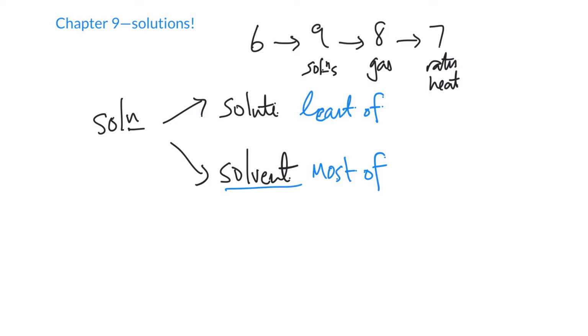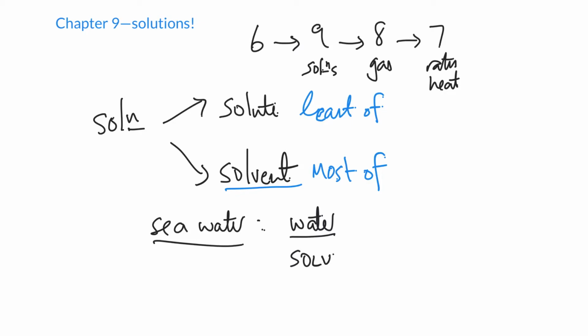Some examples of solutions are things like seawater. Seawater is a solution, and the thing we've got the most of is water. I guess that's why we call it seawater. So water is the solvent. And what else is dissolved in there? Well, we've got things like salt. There are lots of different types of ionic compounds here that we all call salt, but salt would be the solute.